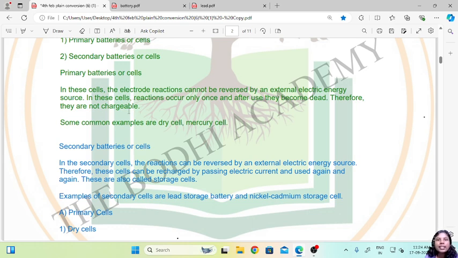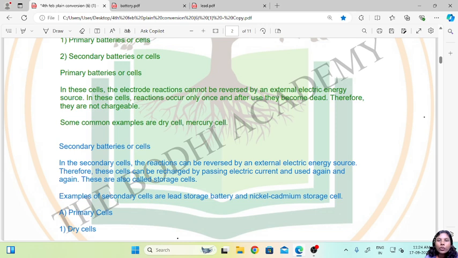So what they are saying is that once the reaction is complete, these batteries become dead. In that case, we can no longer use them. You cannot recharge the battery again. Some common examples are the dry cell and the mercury cell. If you look at our mobile phone batteries, the battery is being recharged, so we can say that they are not primary batteries.